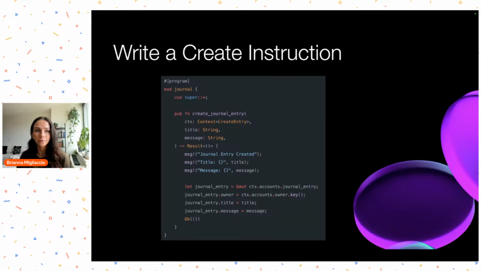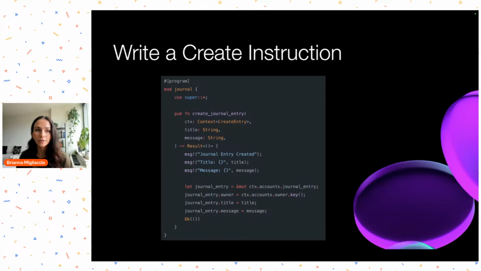Now we write our instruction. So if you remember, we talked about how instructions are a way to interact with the blockchain. So within smart contracts, the main purpose of writing a smart contract is having instructions that define logic to interact with the chain. So our first instruction that we want to write is to be able to create a journal entry. So here, all you're doing is just writing an instruction within this macro defined by Anchor.